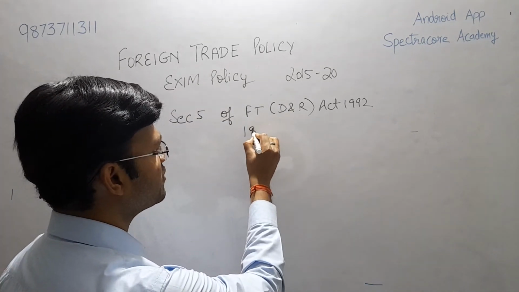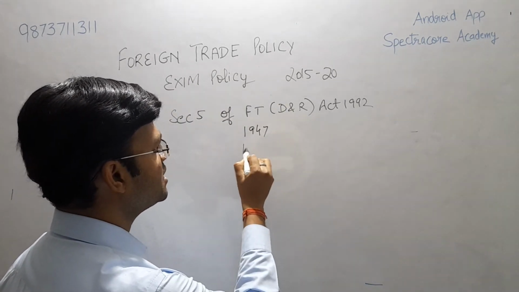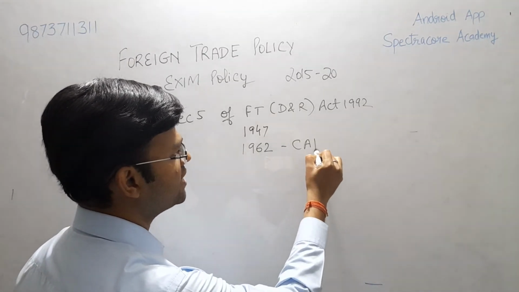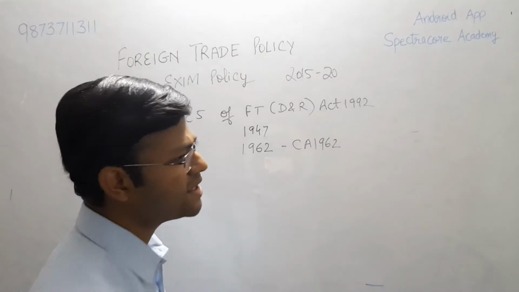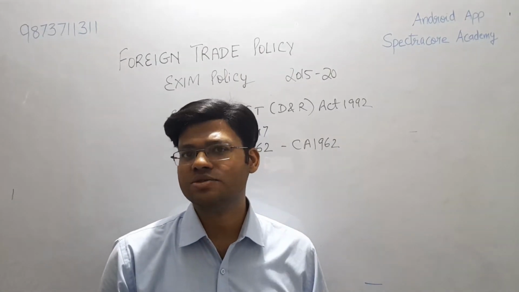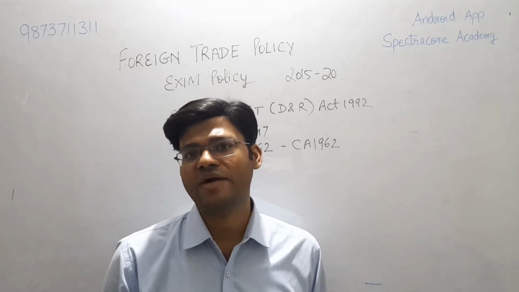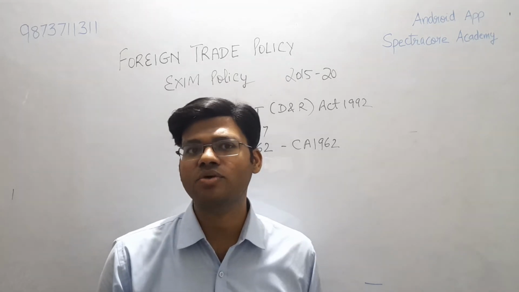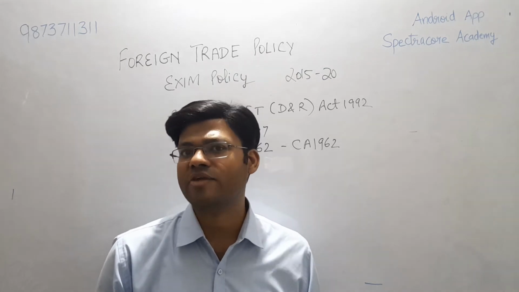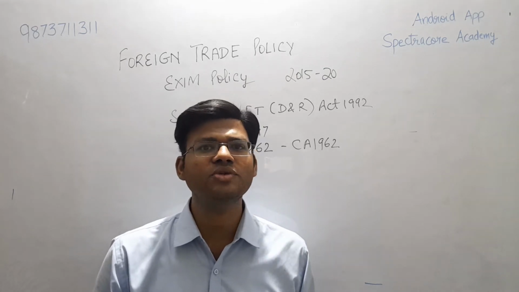Everyone knows that we got freedom in 1947. In 1962, the Customs Act was enacted. While the Customs Act was enacted, we knew that on the import we have to levy the tax, and for the export, simultaneously, we have to increase the export, or for certain items export duties are there. Why are the export duties there?